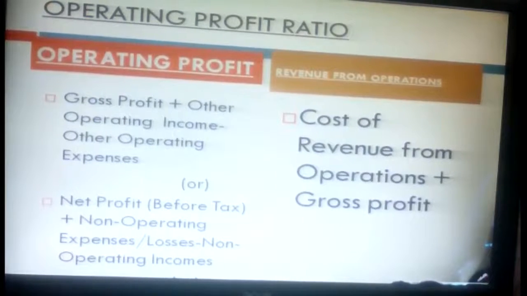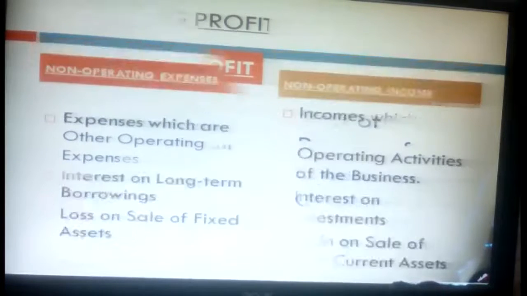So what is the meaning of revenue from operations? Cost of revenue from operations plus gross profit. Okay, that is the idea here.